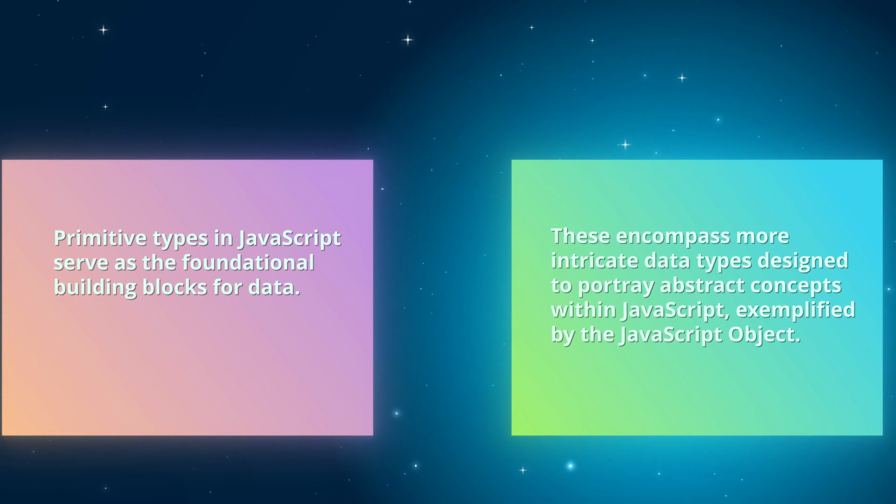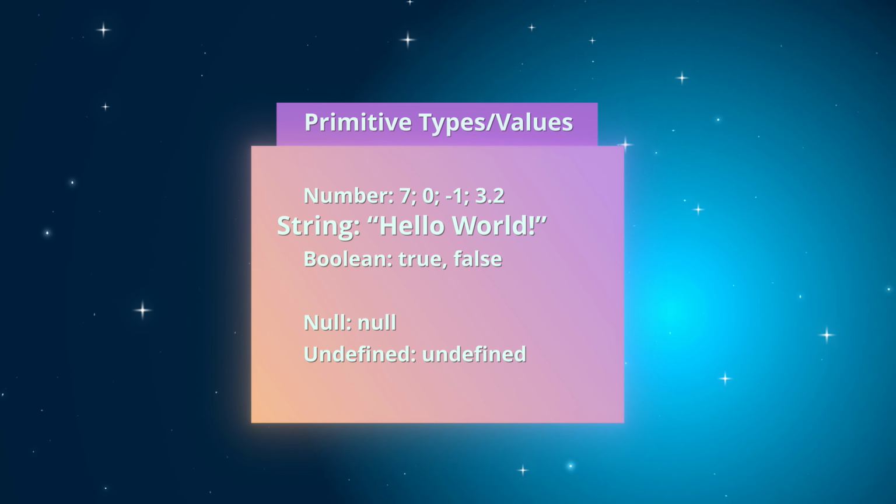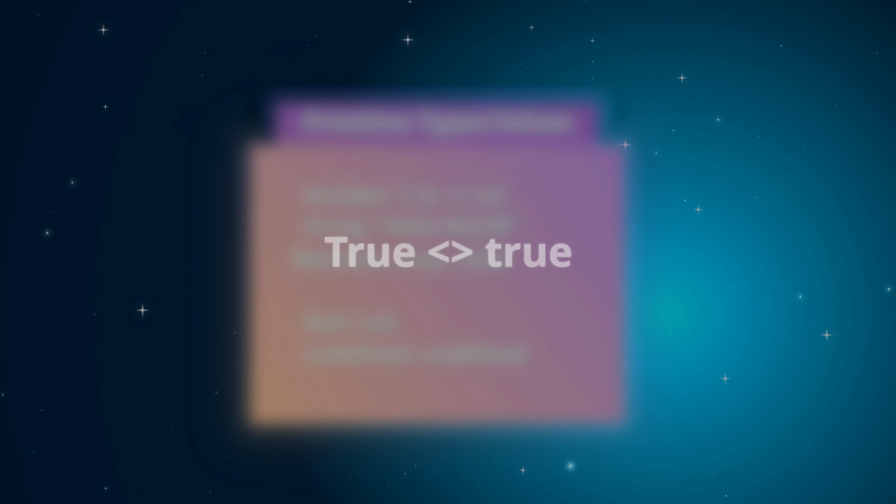Number type. JavaScript's number type isn't limited to just integers or floating point numbers. It handles both. String type. Strings in JavaScript are essentially sequences of characters. You can define them using either double or single quotes. Boolean type. Representing logical values, the Boolean type has two possible values, true and false. Keep in mind that JavaScript is case-sensitive, so true is different from True.